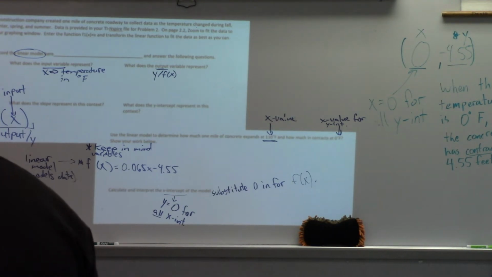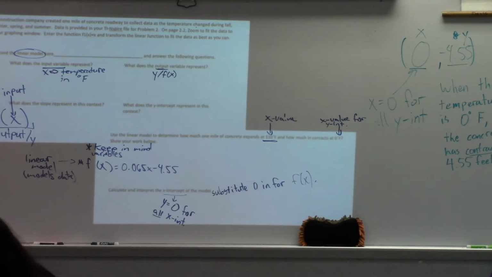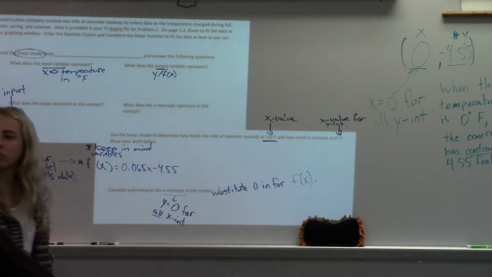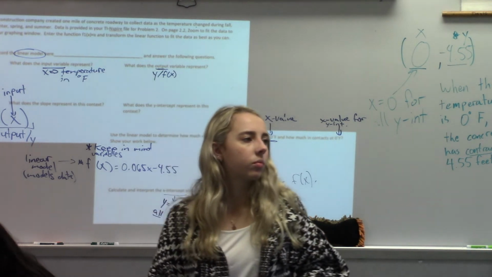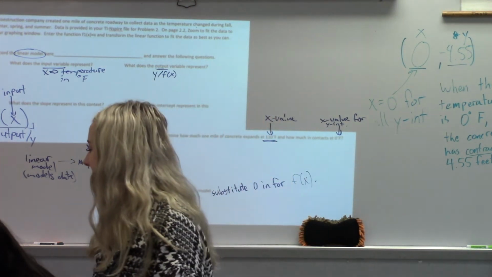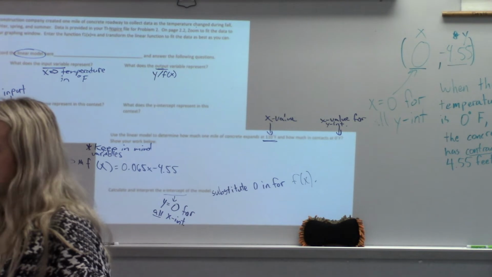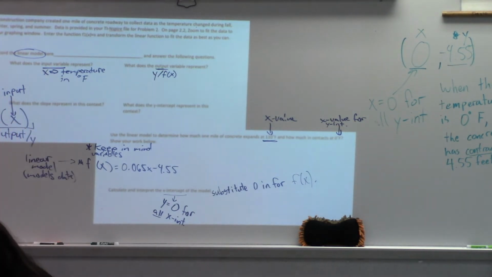What do you know about every x-intercept? The y value is 0, right? So if you substitute 0 in for y, now you need to figure out what x is. Look at that equation. How would you figure out what x is?